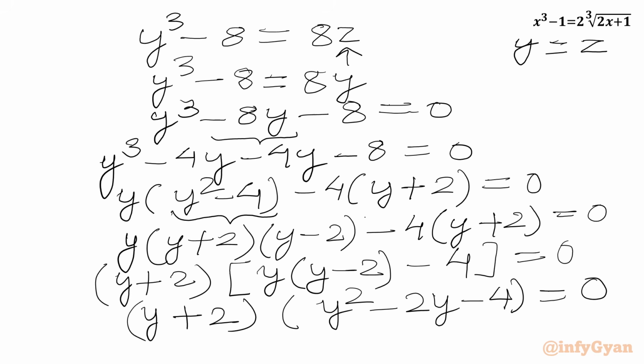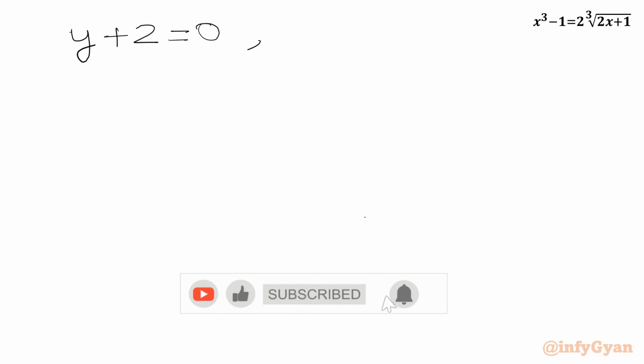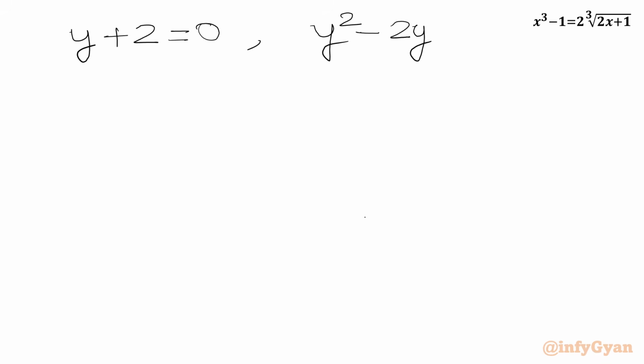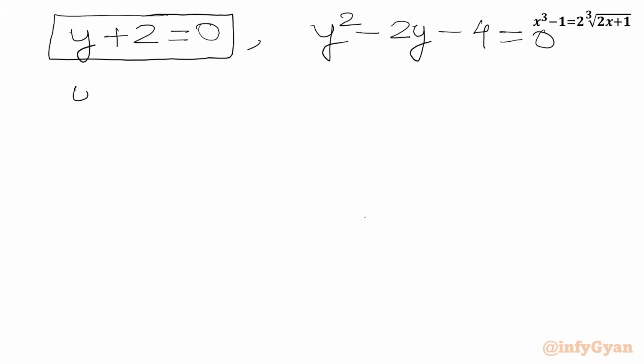Again, we have to use the product zero rule. We'll be writing two equations. Either y plus 2 equal to 0 or y square minus 2y minus 4 equal to 0, or both. So from our first equation, we will get y equal to minus 2 just by subtracting 2 from both the sides. And from the second equation, it is a quadratic equation.